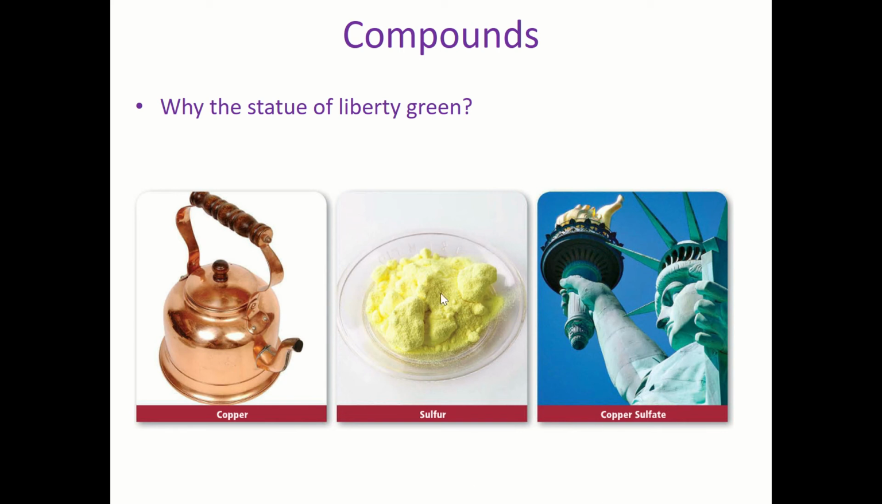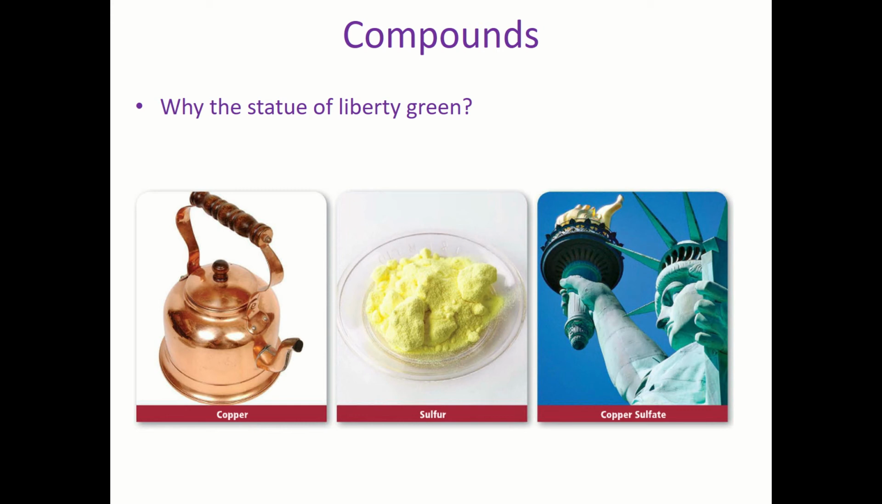But wait, if you look at the sulfur, you will notice that the sulfur again is a yellowish, light greenish element. So when these two combine, they give another, totally different color, right? Which is the copper sulfate. So that confirms what we have learned before, that compounds have totally different properties than the elements that make up the compound. This is very important to learn, that compounds have totally different properties than the elements that make up the compound.